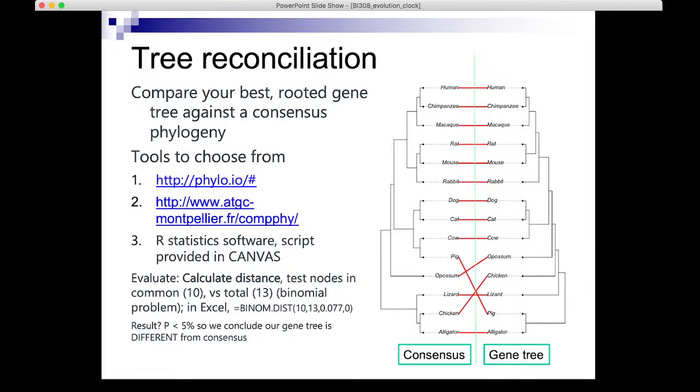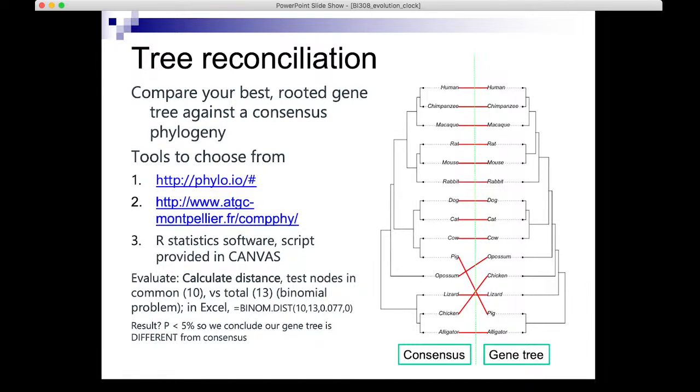Okay, and so in the end what we have is 1, 2, 3 different nodes, 4 different species traceable back to 3 nodes, and so we can calculate the distance. So basically 10 divided by 13, 13 nodes, 10 were the same. And we can test whether or not that difference is statistically unusual by doing a binomial test. And so there are lots of ways to do it, but in Excel or Google Sheets, you can do it by simply typing equals BINOM.DIST with 10, that's our number in common, out of 13 possibilities.